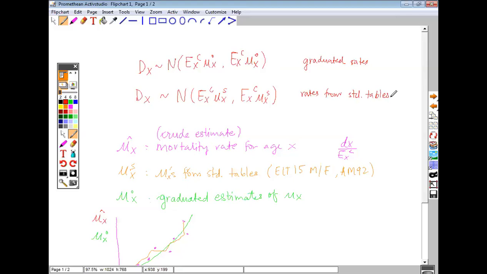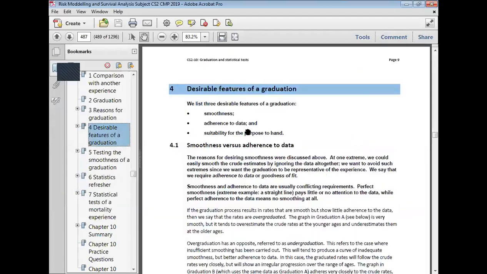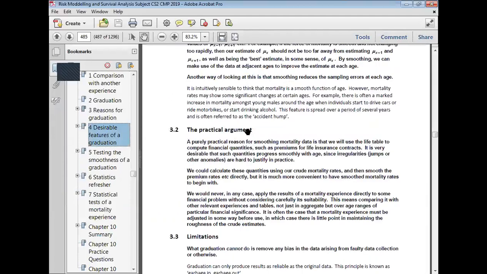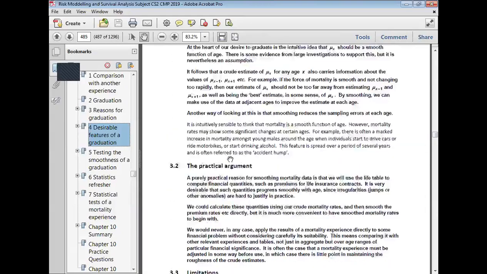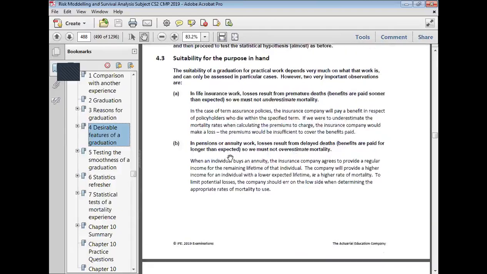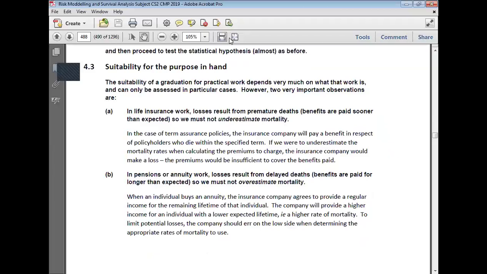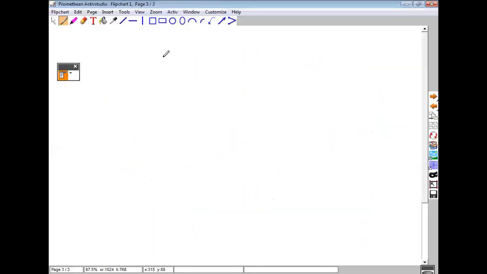Let me show you guys some example of this. There is something else that we should note: whenever we try to determine these premium rates, what matters much more is whether we underestimate the mortality or whether we overestimate the mortality.